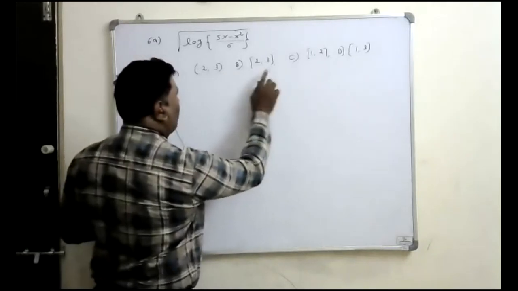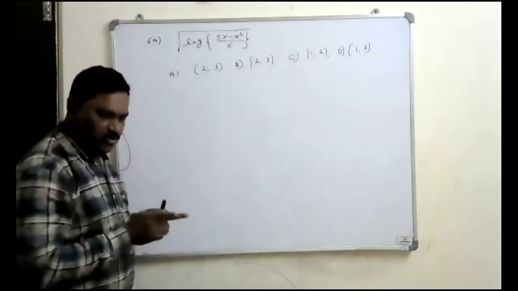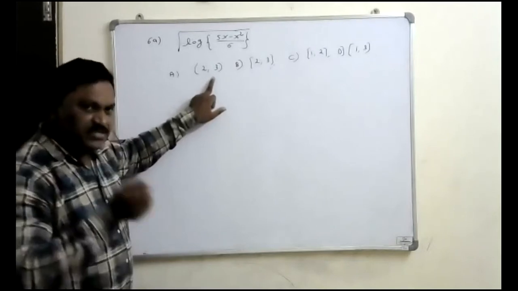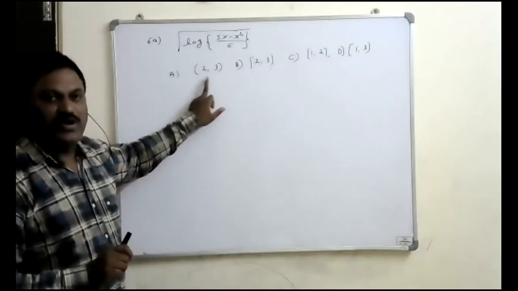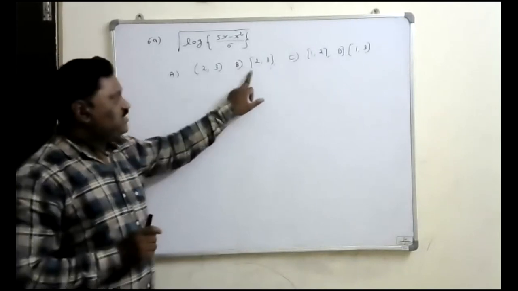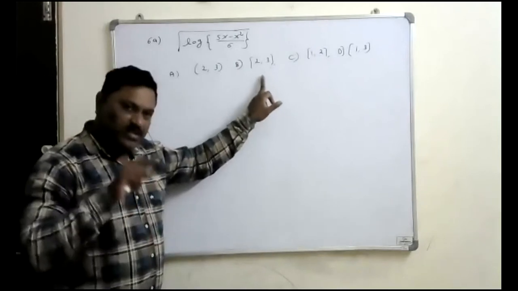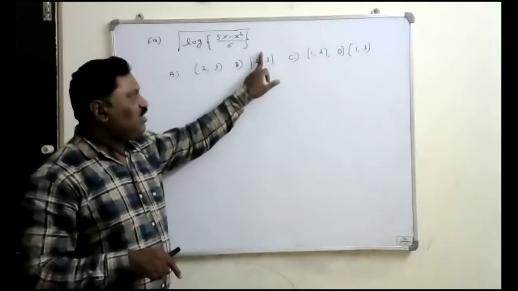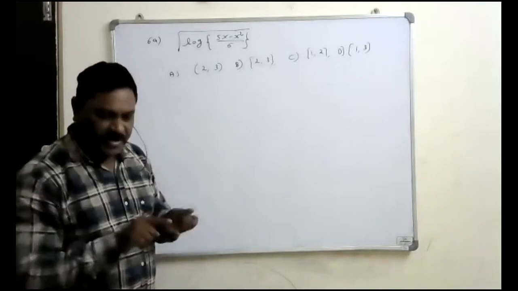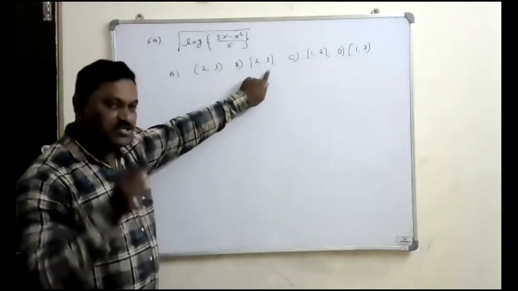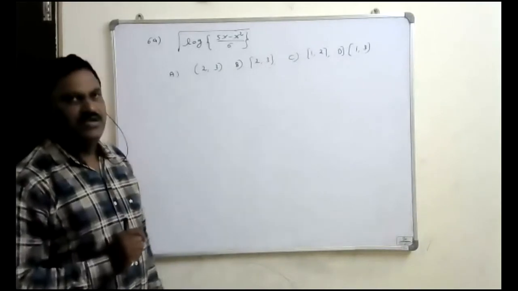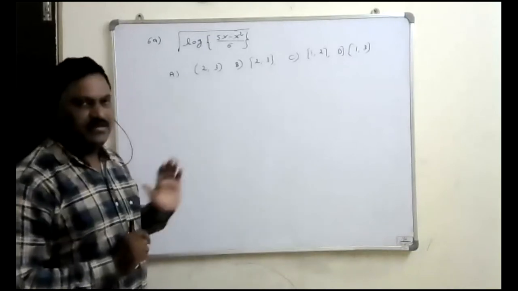This is open bracket 2,3. Open means we have to take all the values between 2 and 3, but we should not take 2 and 3. This is a closed bracket, means 2 and 3 also we can take, including all the values in between. When the closed bracket is there, these boundary values also we can take. Okay? So tell me, which value can we take?